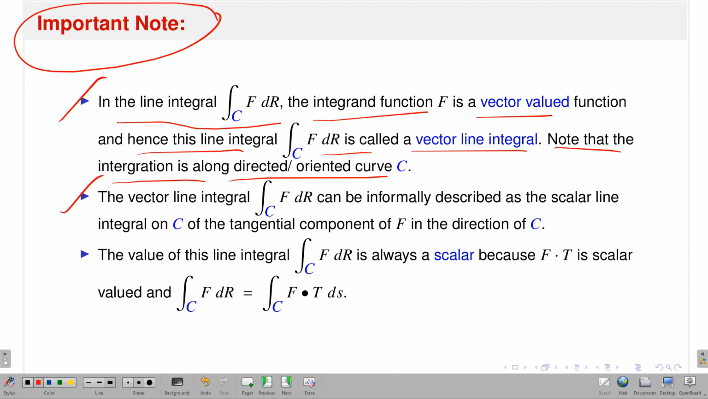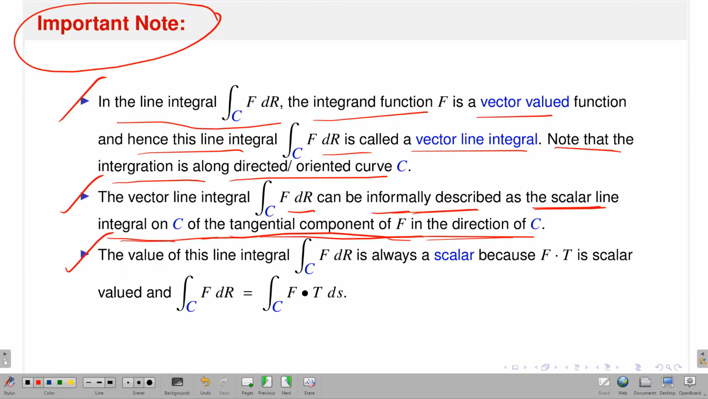Second, the vector line integral can be informally described as the scalar integral over the curve C of the tangential component of capital F in the direction of C. Since capital F is a vector field, I am taking the vector associated with the point r(t), and then I am taking the tangent at the point r(t), and then I am taking the dot product. So informally one can say it is the scalar line integral on C of the tangential component of F in the direction of C, because I am taking the dot product with the tangent vector.